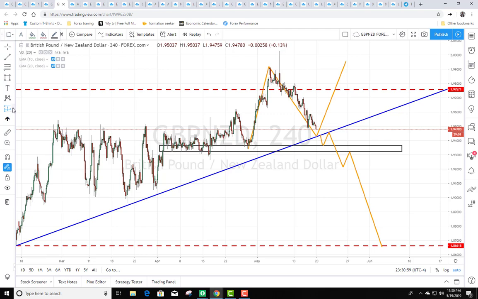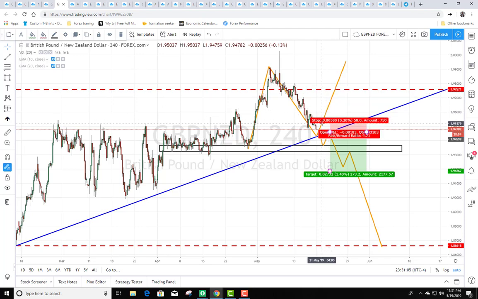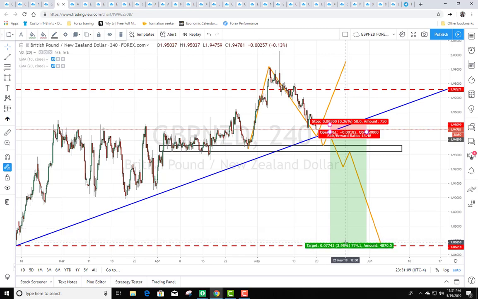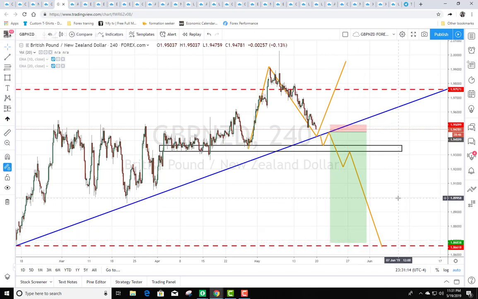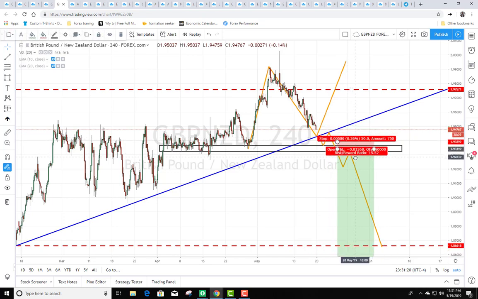Whether you take price from here, all the way down, look at the risk to reward, ladies and gentlemen, 15.52 to 1. These are the type of trades that make up for everything. Or if you take it from here.